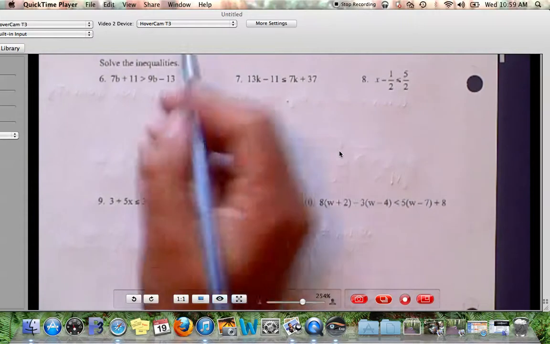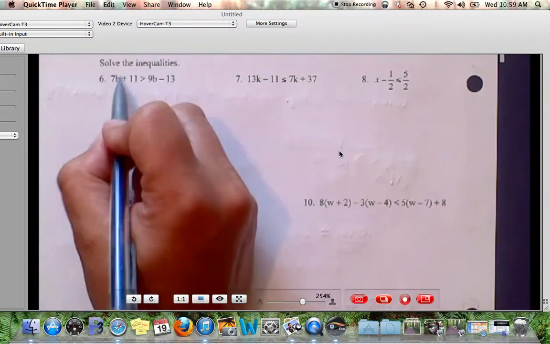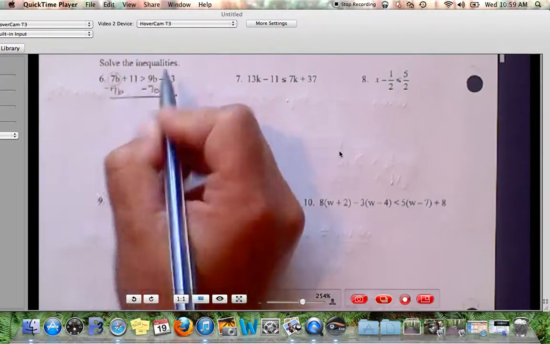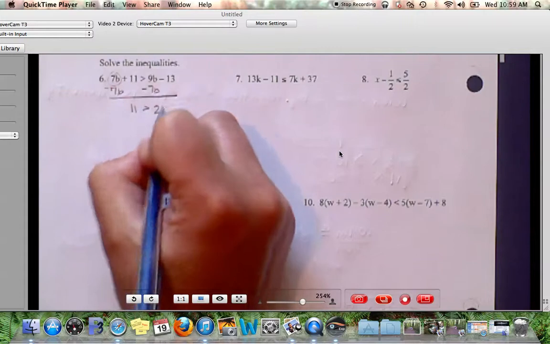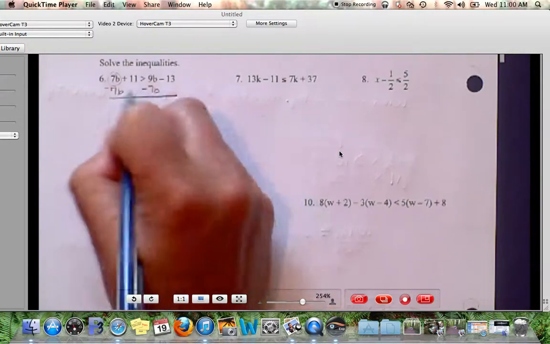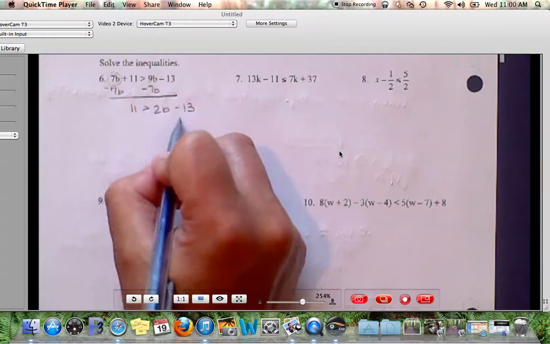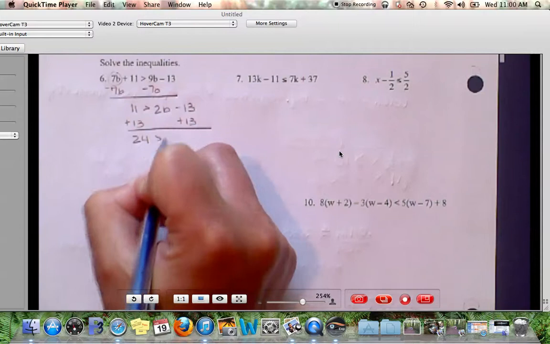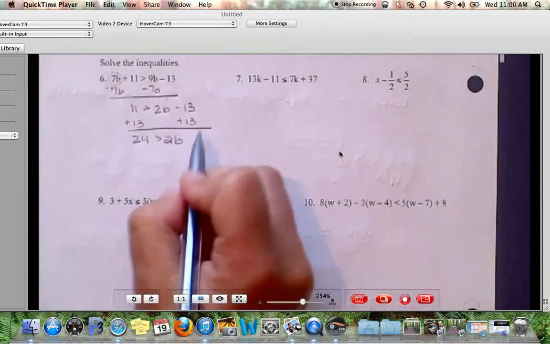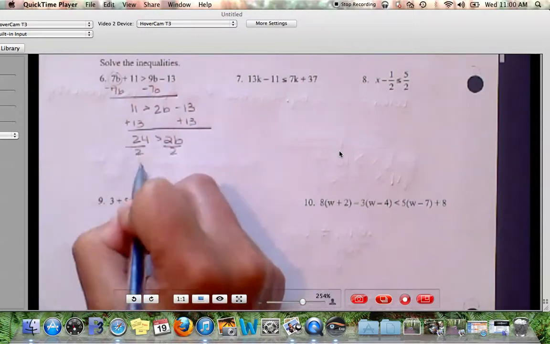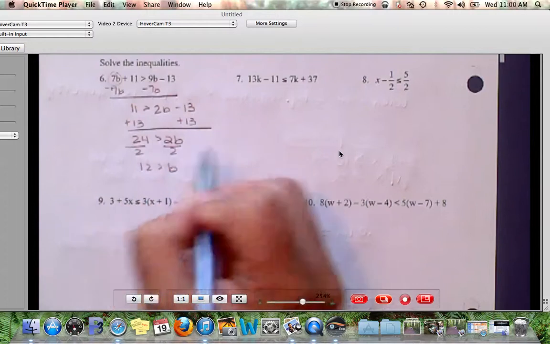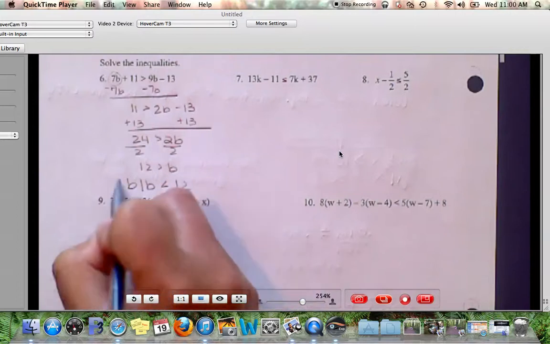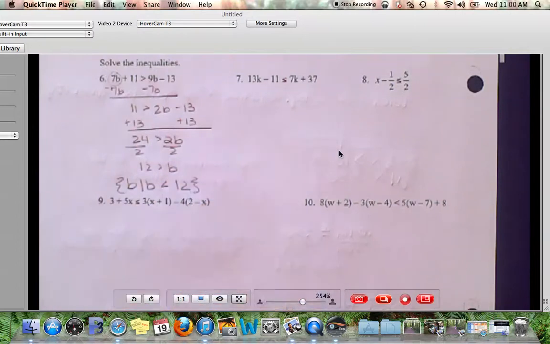Okay, so number 6, we just need to move the b's over. We're going to move the smaller b is fine, negative 7b. We get 11 is greater than 2b minus 13. No flipping because we just subtracted. We didn't multiply or divide. We add 13 to both sides, which gives us 24. And we divide by 2. So we get 12 is greater than b. Set notation, b such that b is less than 12. You must flip the inequality symbol there.